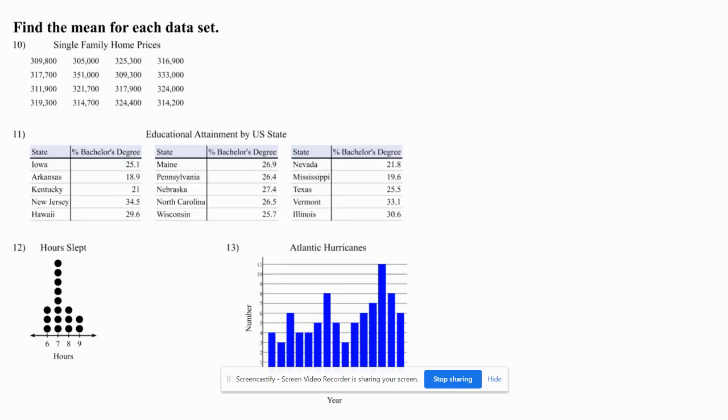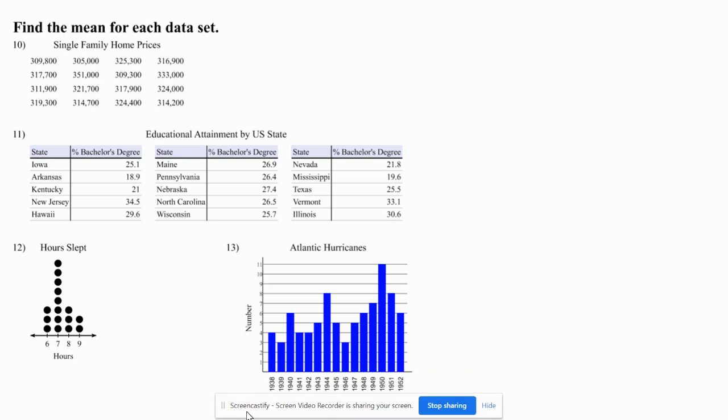All right, so let me take a recap of how you're going to see information. You can see it as a list. I have this in question number 10. You can see it as a table, question number 11. You can see it as plots, so points, like number 12. And you can see it as a graph, as a bar. You guys see that in number 13. Always just add the numbers.